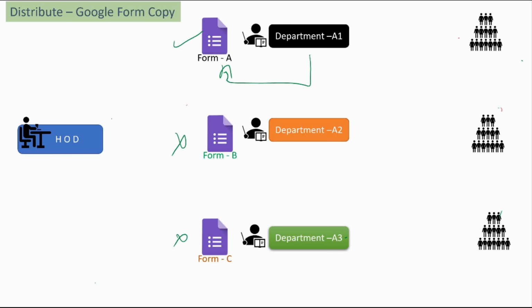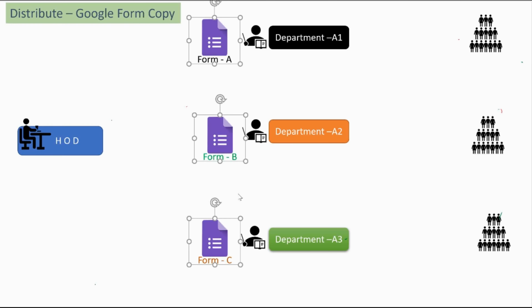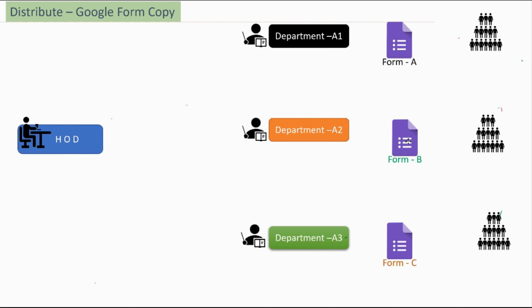In the same way, Department A2 and A3 also can do the modifications. Mostly, the departments update the name of the class, the division of the class, or even the name of the teachers. So these are the normal updates that happen in this situation. Now, after that, the question paper will reach the students for their response.